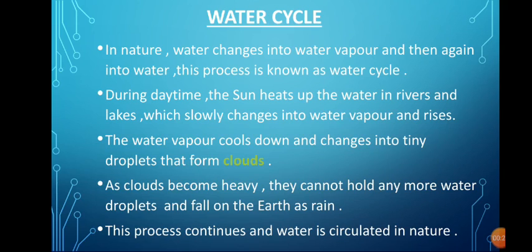The water vapor cools down and changes into tiny droplets that form clouds. As clouds become heavy, they cannot hold any more water droplets and fall on the earth as rain. This process continues and water is circulated in nature.